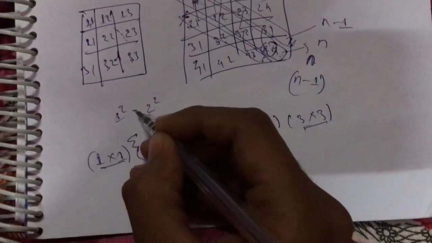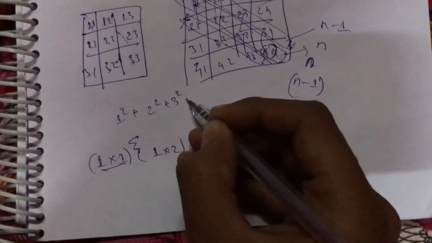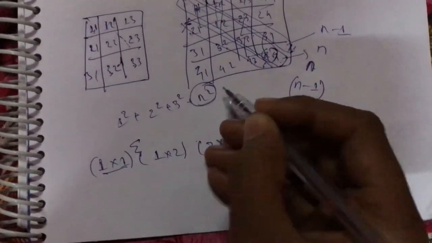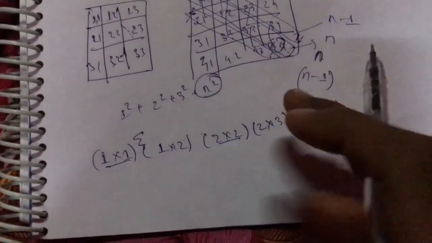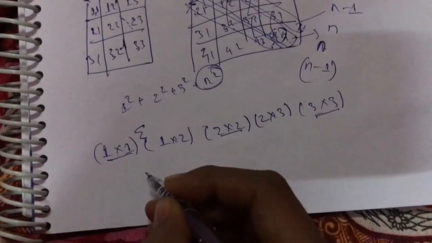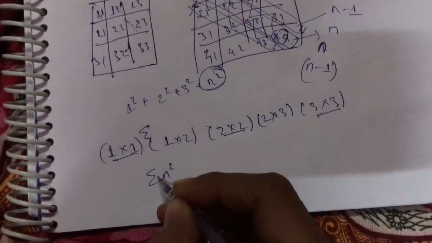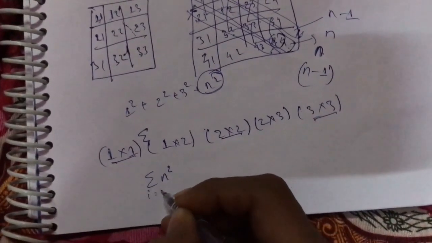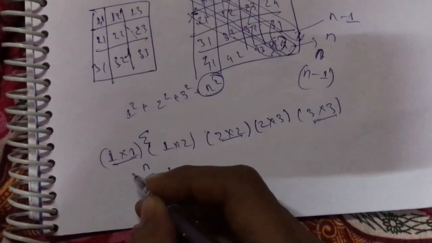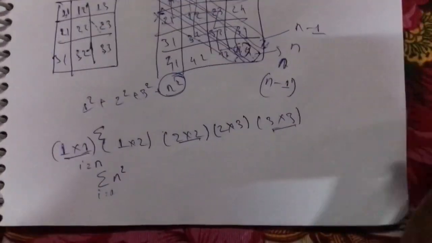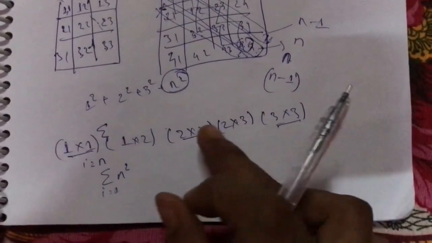1 square plus 2 square plus 3 square up to n square, and you know the sum of the natural square numbers: it is the summation of i square, with i equals 1, going up to n. Okay, i is going till n. So you have sorted out this thing.